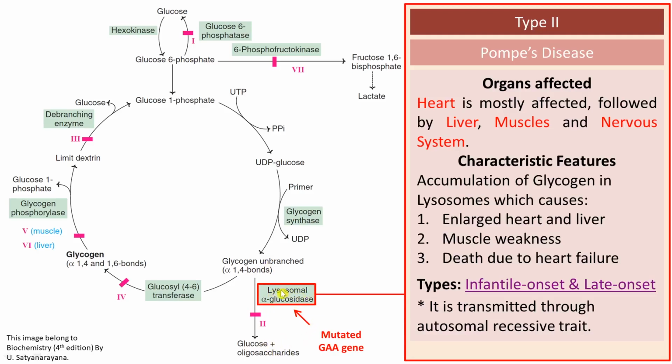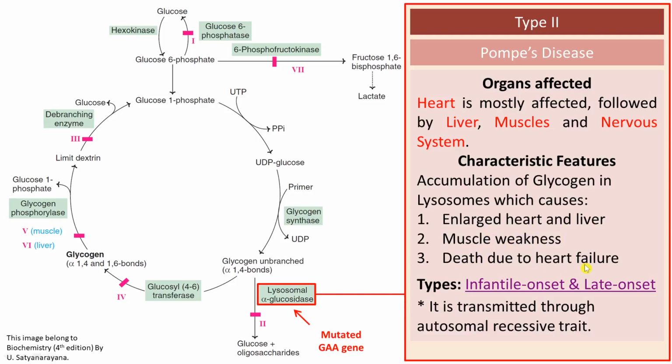But if there is deficiency of lysosomal alpha glucosidase, then unbranched glycogen will not be broken down into glucose and oligosaccharides. So, the concentration of this unbranched glycogen in lysosome will go on increasing, which can cause cellular damage, further leading to enlarged heart and liver, muscle weakness, and death due to heart failure.